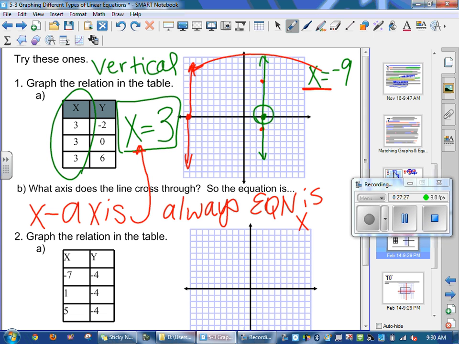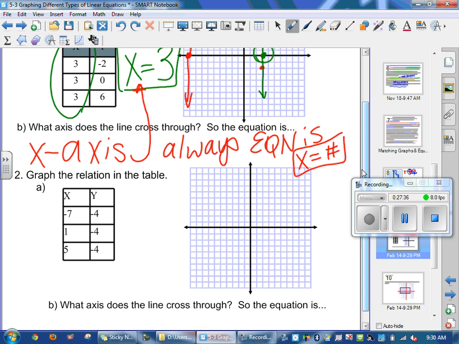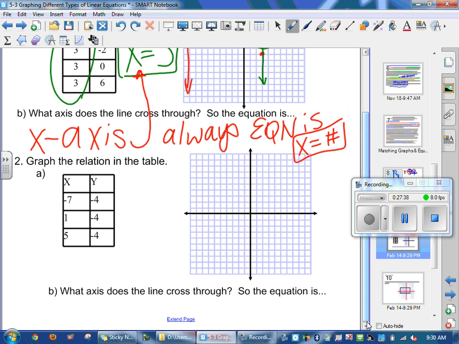Now, try the next one. You've got a couple minutes to try this one. You go down to -4, 1, 2, 3, 4. I have -7 in -4. I have 1 in -4, and I've got 5 in -4. So what do we notice about these ones when I join their points? They make horizontal lines. Good, it's a horizontal line.